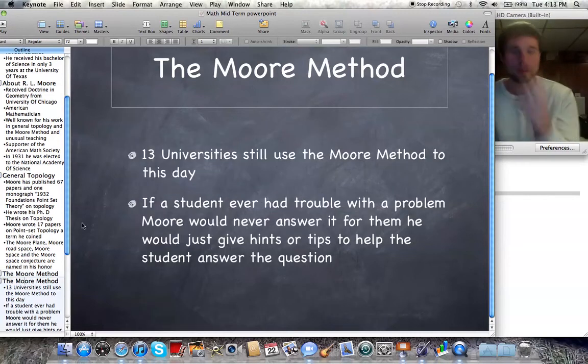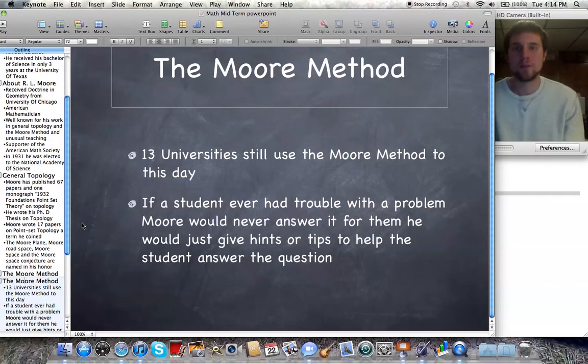Okay, a little bit more about the Moore method. 13 universities still use the Moore method to this day, which is really good. I think a lot more universities should use this method because I feel like students should be more hands-on when learning a subject. I know it's easier when I have my own ways of learning it rather than somebody else's. So I think that this method definitely should be used in other teachings at other universities, and even in high schools or maybe even elementary schools, to get the kids more involved.